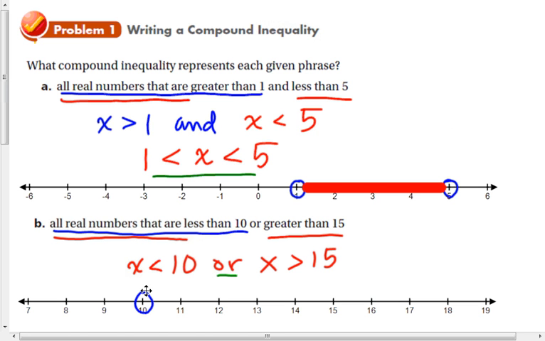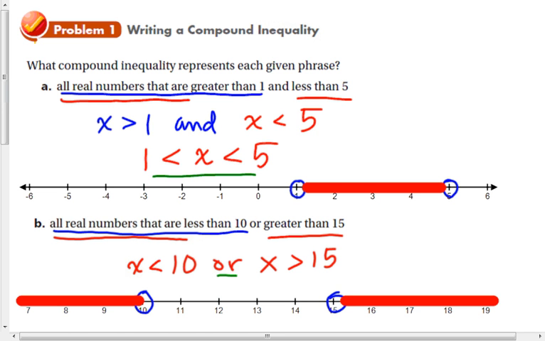Now I'm going to be going to the left of that, so I need to draw my line this way. And then I'm going to put an open circle on 15, and greater than 15 will be in this direction. So any number this way and any number this way. And that's the reason for the "or," because it can either be in this set or it can be in this set. All right, I'm going to let you try that.